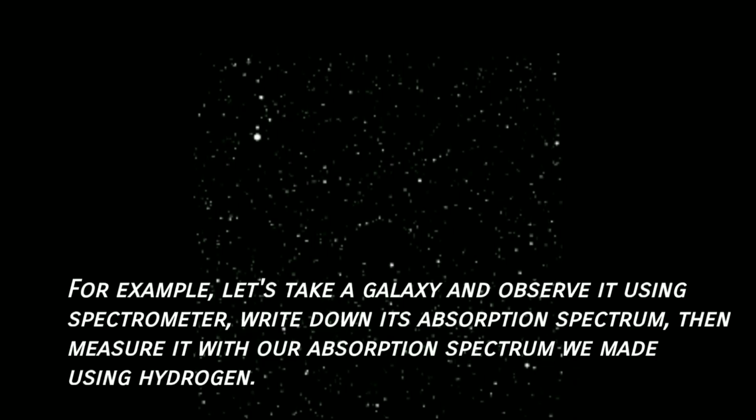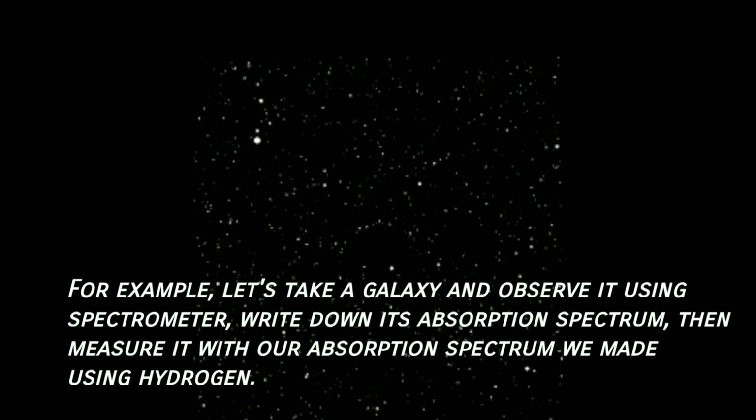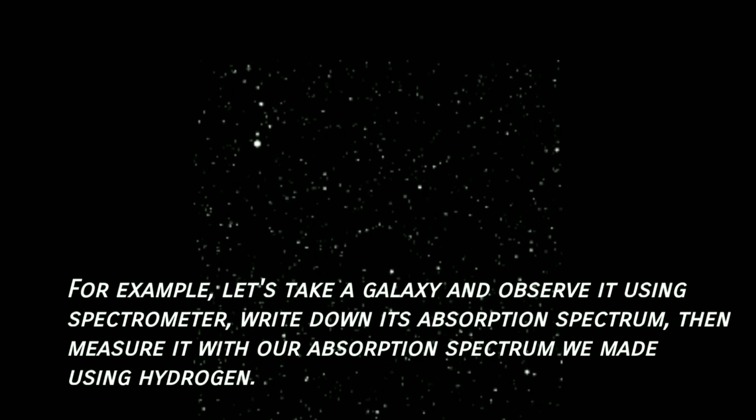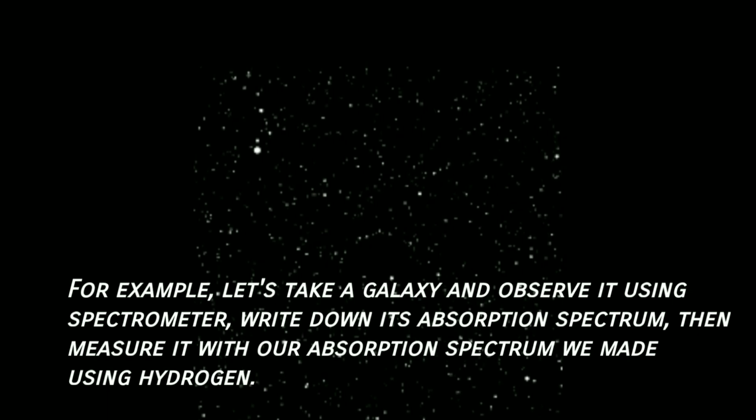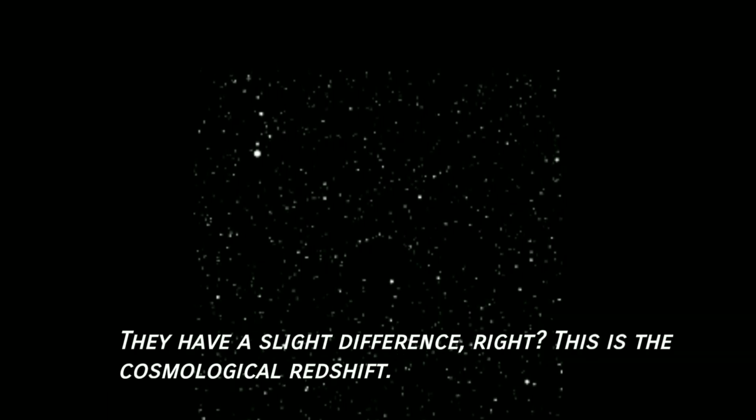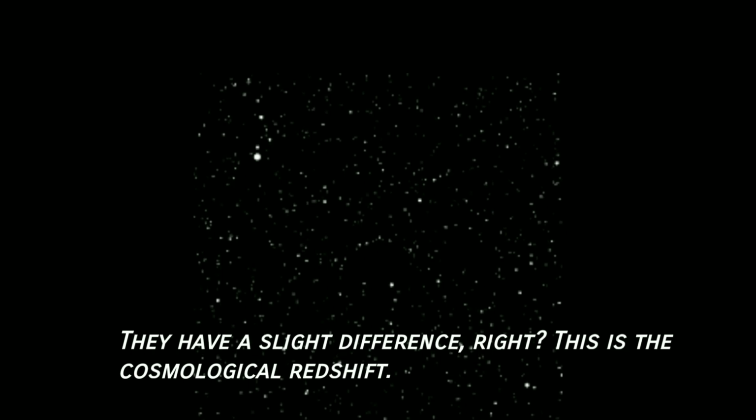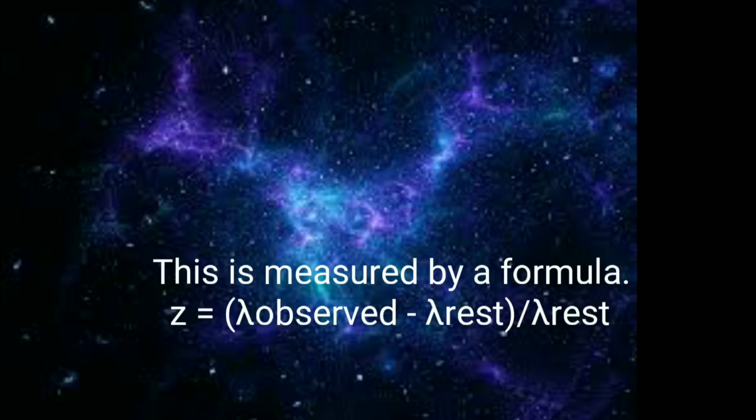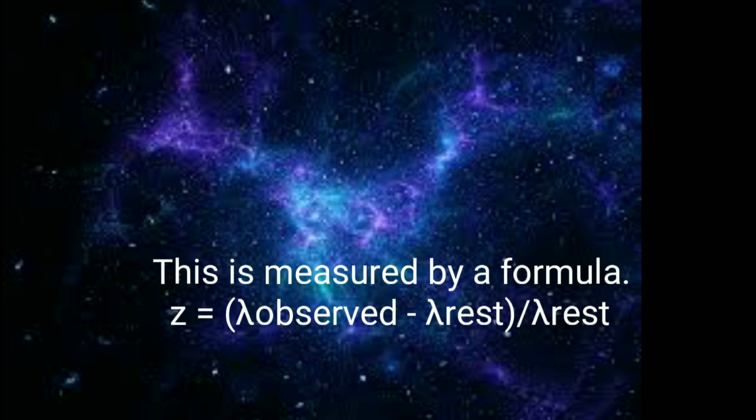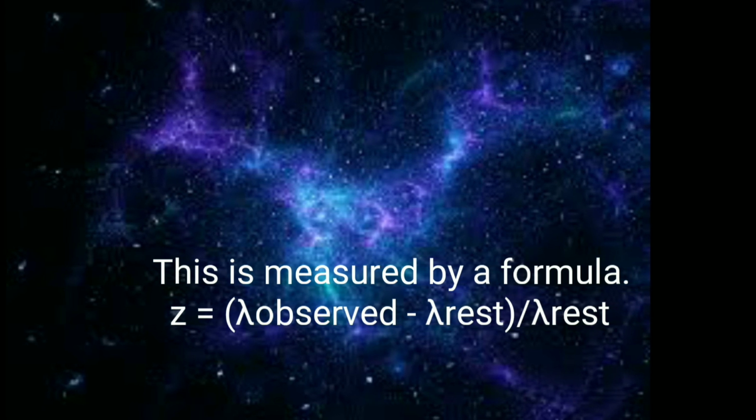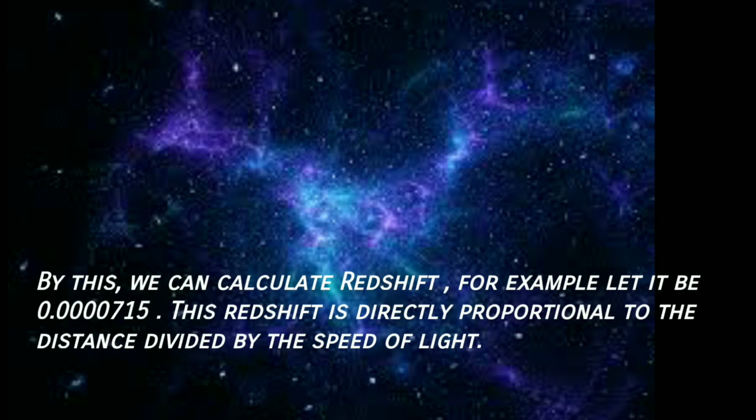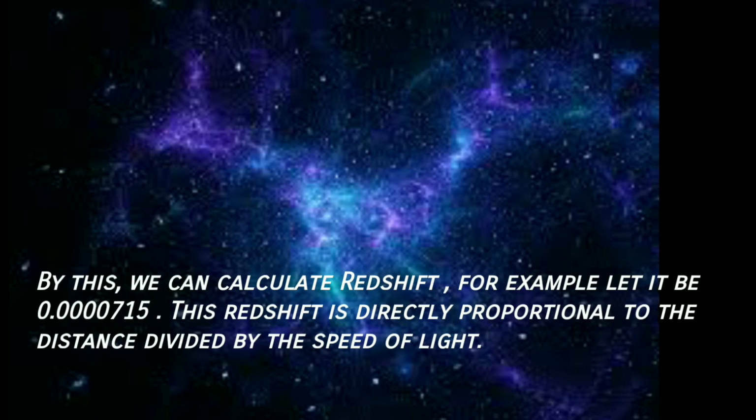For example, let's take a galaxy and observe it using a spectrometer, write down its absorption spectrum, then compare it with the absorption spectrum we made using hydrogen. They have a slight difference, right? This is the cosmological redshift. This is measured by a formula: wavelength observed minus wavelength of the sample, divided by the wavelength of the sample. By this, we can calculate redshift.